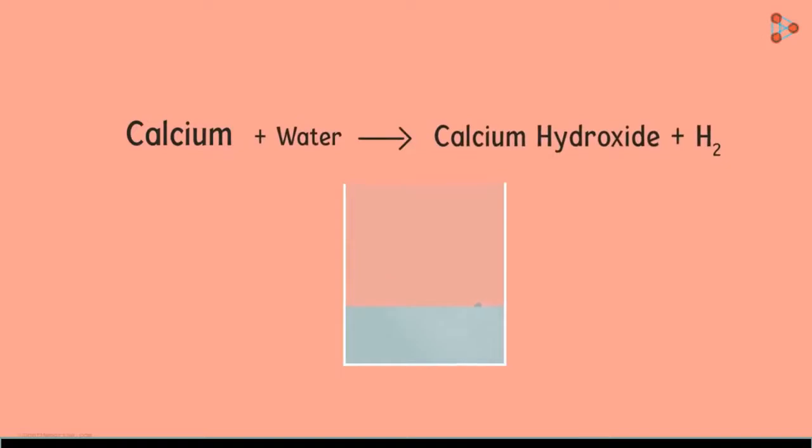How does calcium react with cold water? Well, calcium does react with cold water, but the reaction is not as violent as what we'd seen with potassium and sodium. The heat is not enough for the hydrogen to catch fire. But what happens is that the calcium starts floating because bubbles of hydrogen gas formed stick to the surface of the metal.